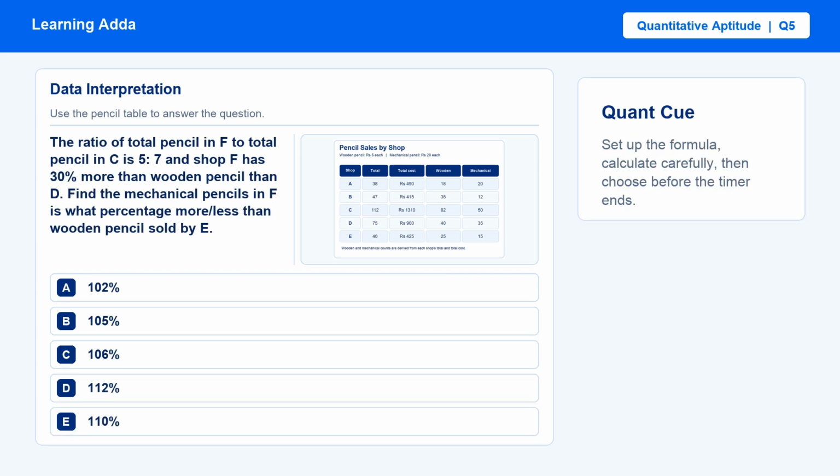Question 5. The ratio of total pencil in F to total pencil in C is 5:7 and shop F has 30% more wooden pencil than D. Find the mechanical pencils in F is what percentage more or less than wooden pencil sold by E. Option A 102%. Option B 105%. Option C 106%. Option D 112%. Option E 110%. The timer starts now.